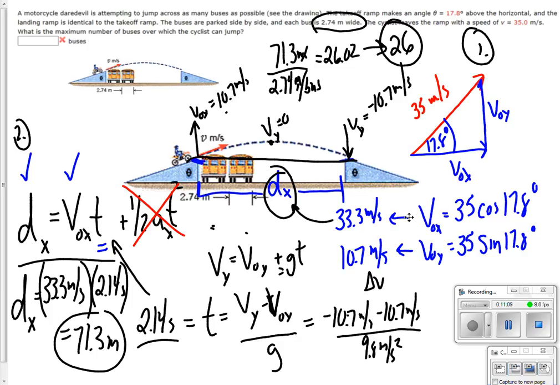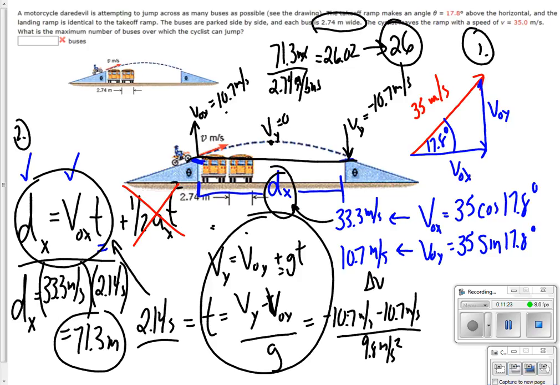Now yours might come out to be a little bit different, but I really want you to think about what you're doing as you solve this problem. You're solving, again, this is just a one-dimensional problem. This is a simple one-dimensional problem. Together, though, they make a nice little projectile problem.